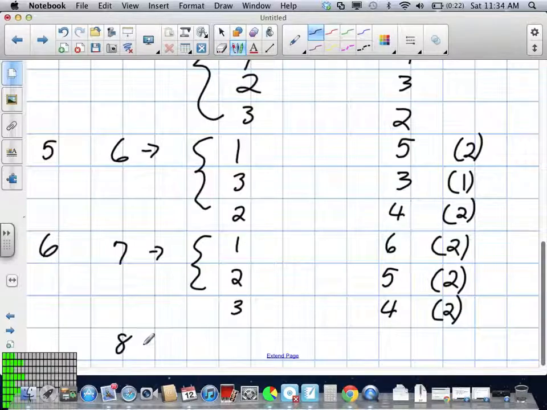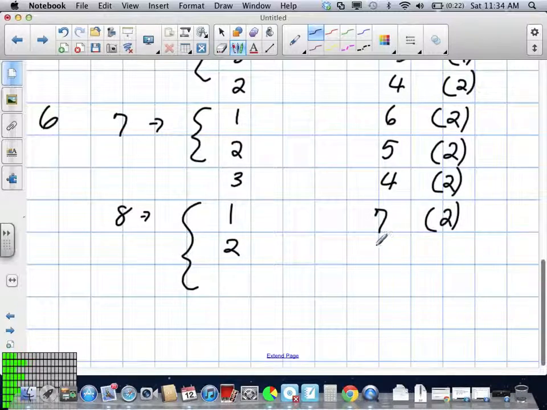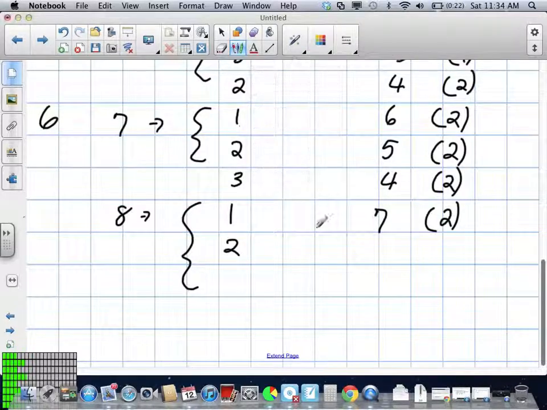Let's look at the number 8 now. How many ways can we get the number 8? 1 and 7 gives us 8. Now here's a question. If we're jumping ahead, what's the likelihood of getting a 7 on one die? Very unlikely. Why? Because you can't roll a 7. It's impossible.